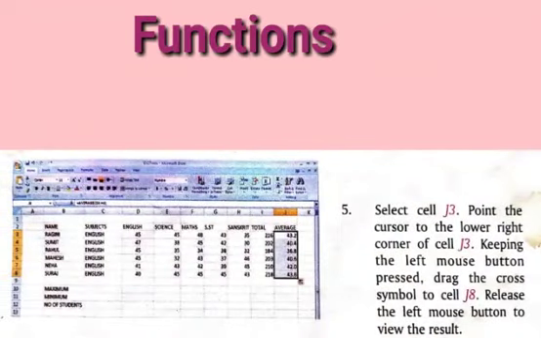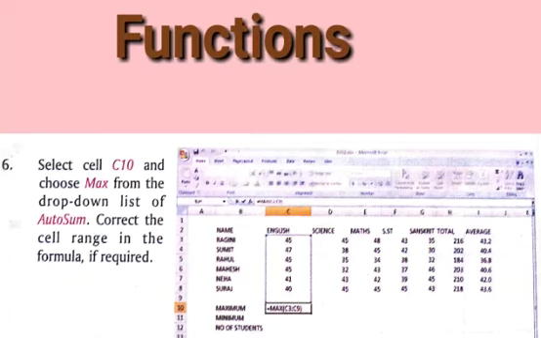In this step, select cell J3, point the cursor to the lower right corner of the cell J3. Keeping the left mouse button pressed, drag the cross symbol to the cell J8. Release the left mouse button to view the result. In this step, select cell C10 and choose maximum from the drop-down list of Autosum. Correct the cell range in the formula if required.